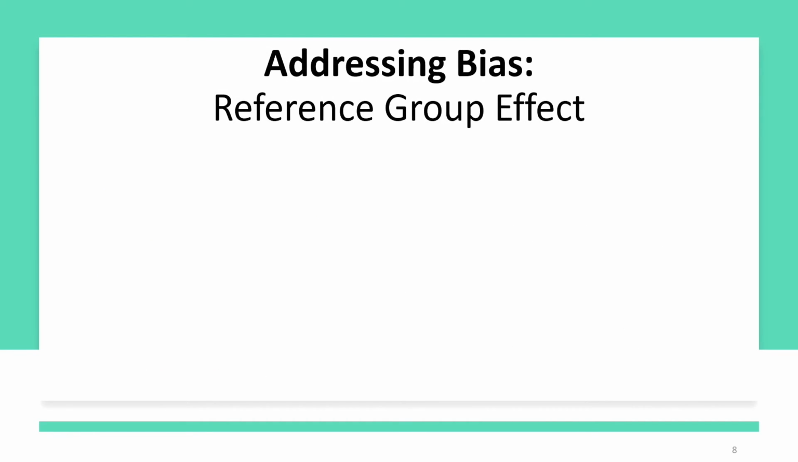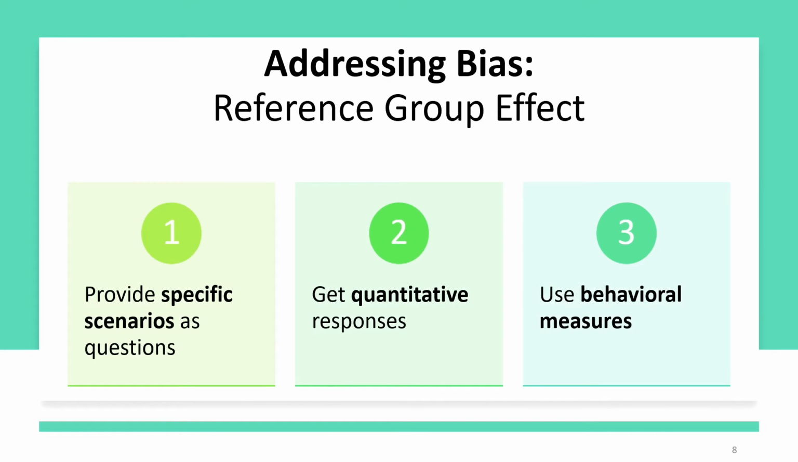So likewise, one thing we might want to think about is, how do we address this, right? How do we address a reference group effect? Well, there are 3 different ways. One way, you could provide specific scenarios when you ask your question on a survey.